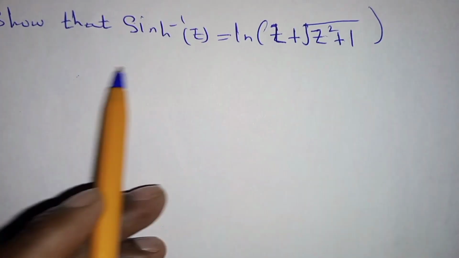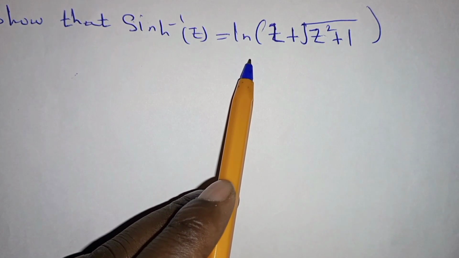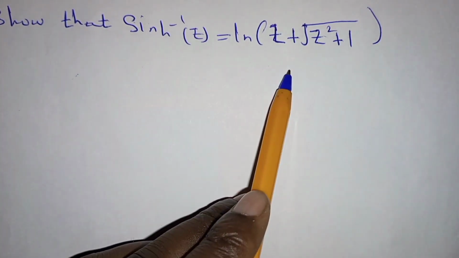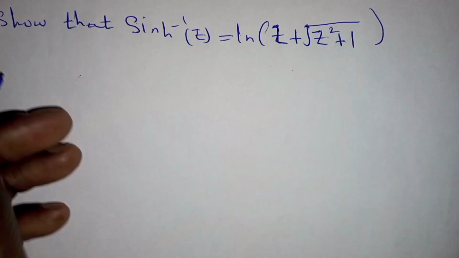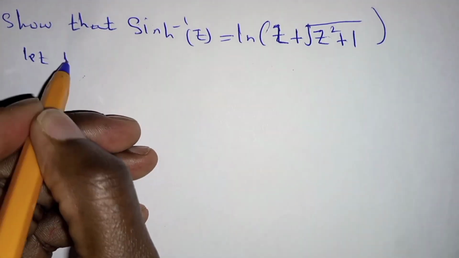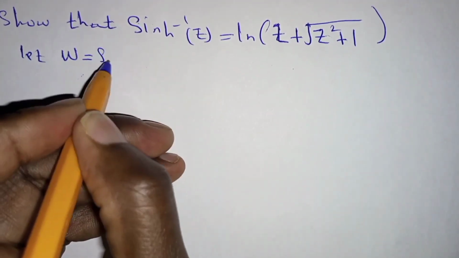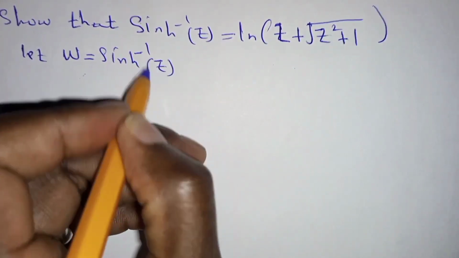Everyone, the hyperbolic sine inverse of z can be given by the natural logarithm of z plus the square root of z squared plus 1. To do that, we start by letting w be equivalent to the hyperbolic sine inverse of z.